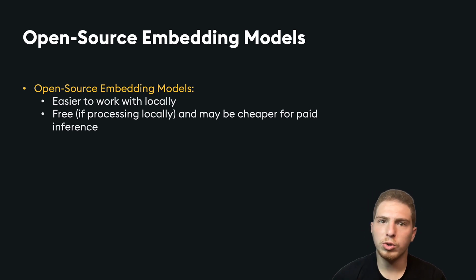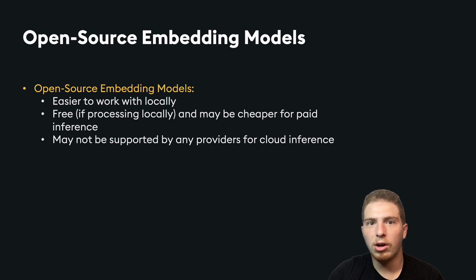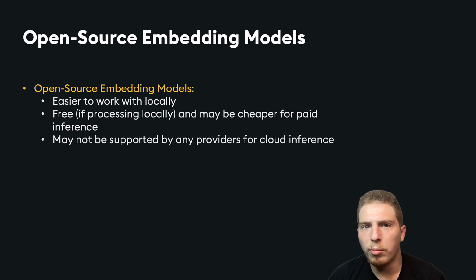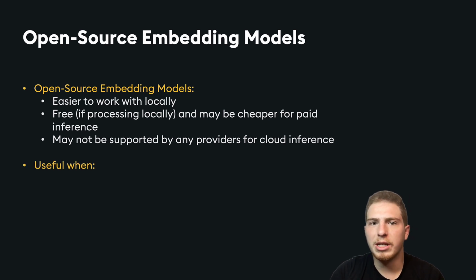So with open source models, you have the advantage of not only the ability to process all this original data for free, but you're also going to save a lot of time doing it, because sometimes it's difficult working with external batch APIs, and you might just have an easier time doing it locally. But they do have their disadvantages. One big disadvantage is that your particular model may not be supported by providers for cloud inference, or in general, it's typically more challenging to deploy these embedding models. So this is just something you have to keep in mind.